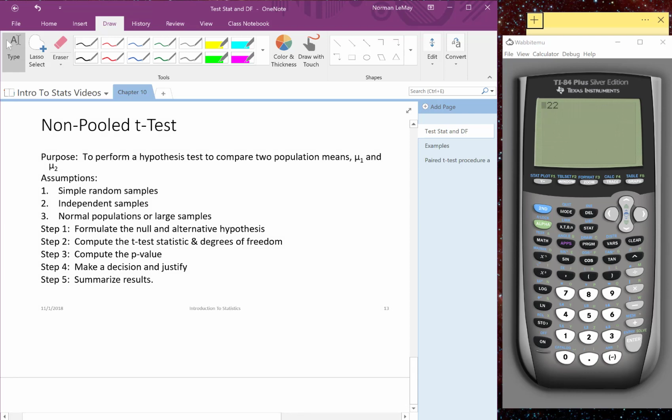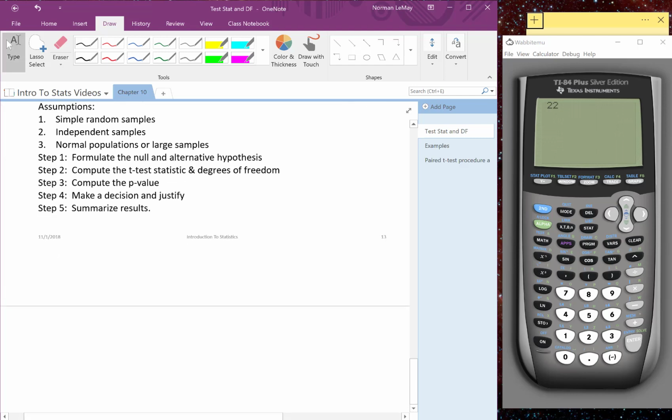All right, so now this brings us to our 5-step procedure for computing a hypothesis test to compare two population means that are independent. So a little bit on hypotheses, or assumptions. Again, we're going to formulate the null and the alternative hypothesis. These will be in terms of differences, mu1 minus mu2. Step 2, we will compute the t-test statistic and the degrees of freedom. Step 3, we will compute the p-value.